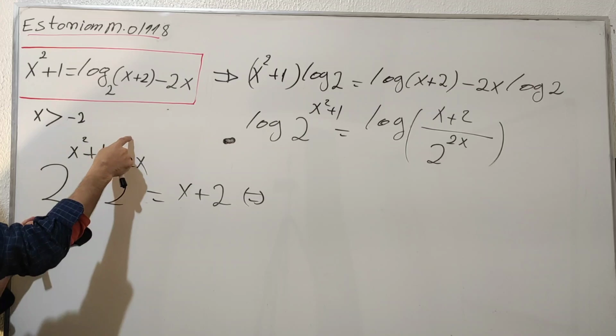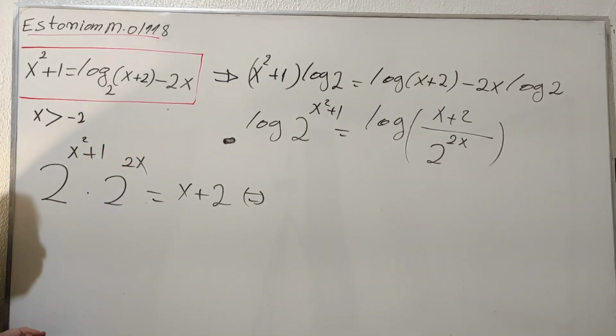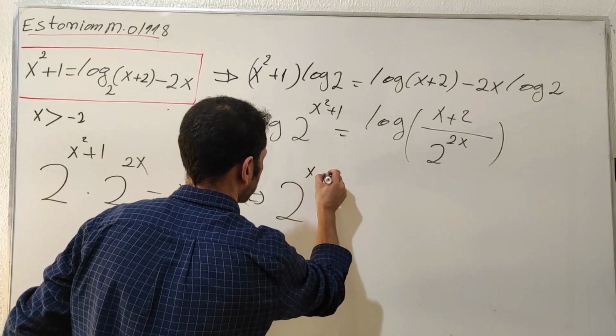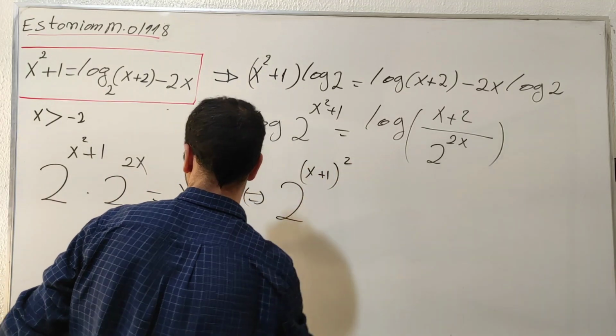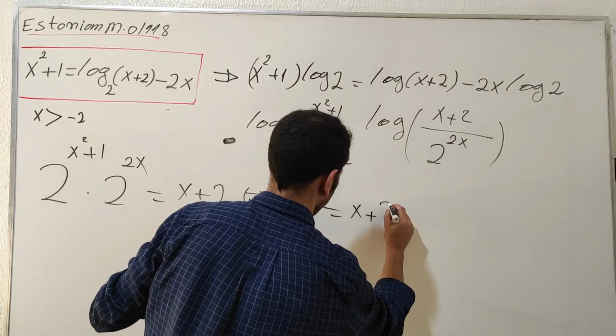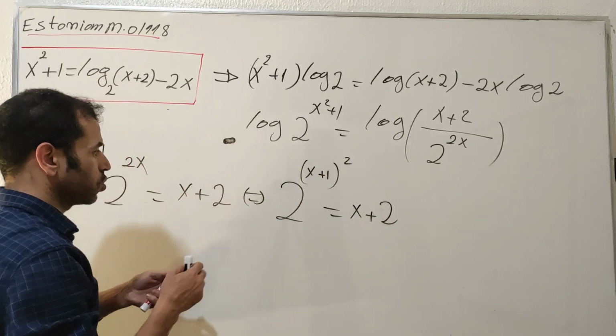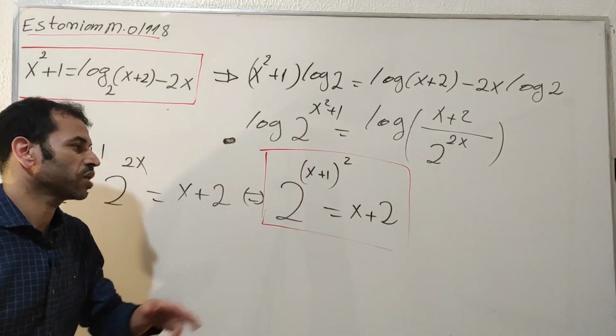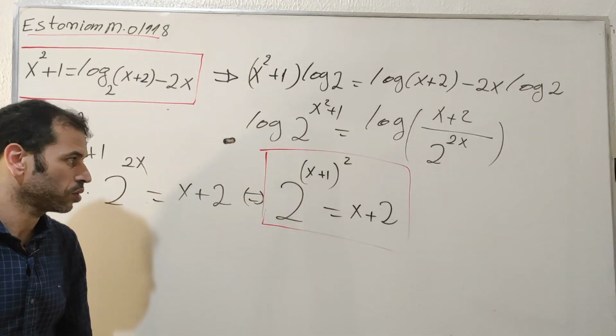I get x squared plus 2x plus 1, which is a quadratic binomial. So I get the following: 2 to the (x plus 1) squared equals x plus 2. Okay, so I have this nice expression. Let's get this one at the top and continue on this one.